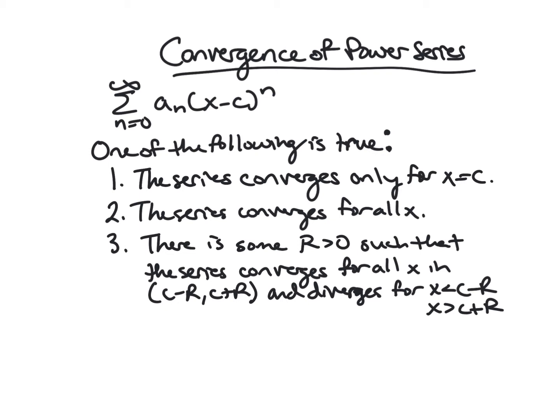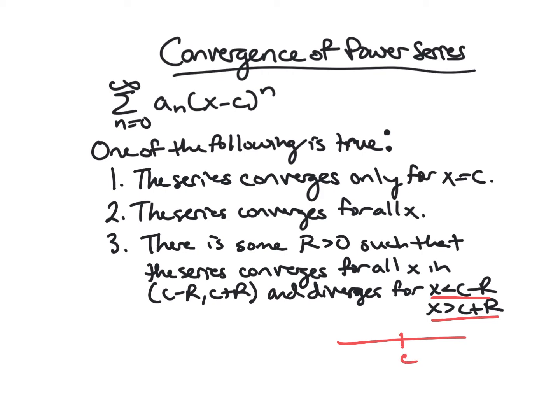Another option is that the series converges for all values of x. And then the third is the most interesting one. Here we have some positive value r, where the series is going to converge inside this interval from c minus r to c plus r, and diverge outside it. But notice that I only say x less than c minus r or greater than c plus r. It tells us nothing about the endpoints. So those are basically left for us to do a little bit more work.